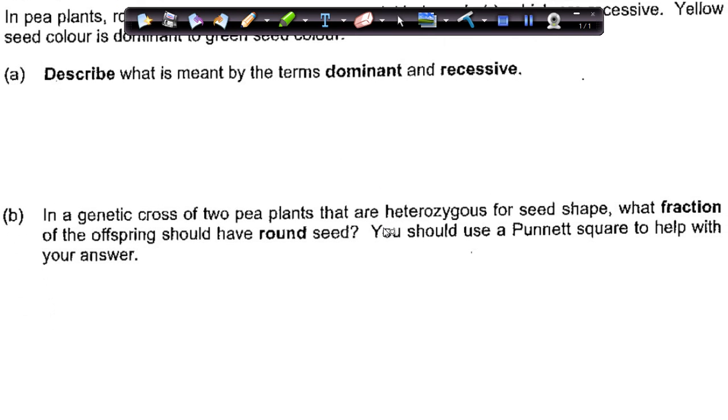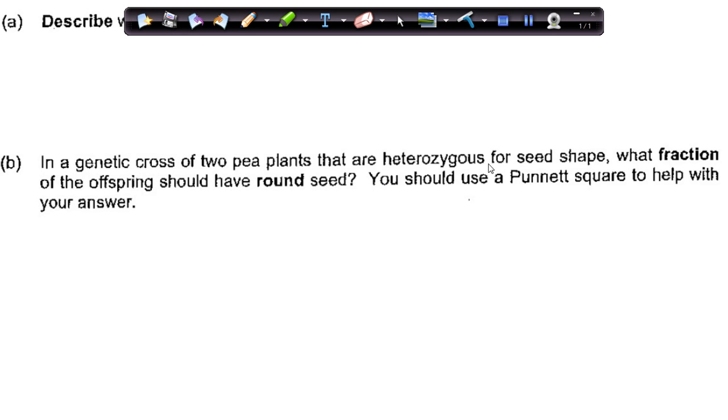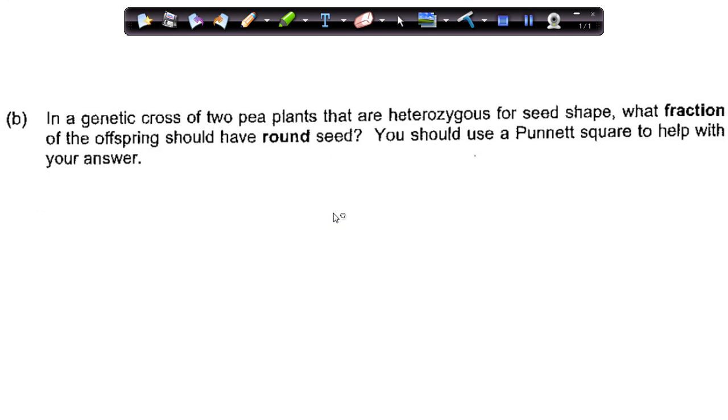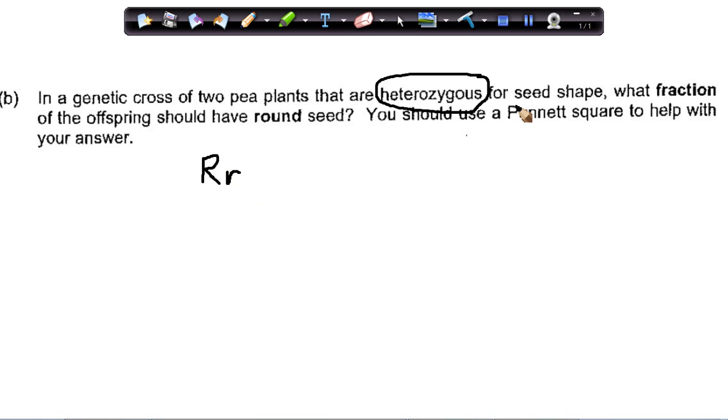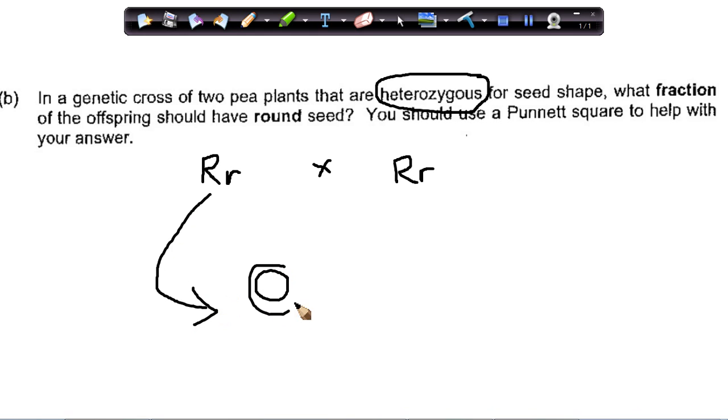So B, in a genetic cross of two pea plants that are heterozygous for seed shape, what fraction of the offspring have round seeds? You should use a Punnett square to help with your answer. So in this case, heterozygous. What does heterozygous mean? Well, heterozygous, the two different. So we've got two parents who are heterozygous. We have two different alleles for seed shape, which I think we were told was the R gene. So here, one parent is big R, little r, and the other parent is also heterozygous, so big R, little r as well.